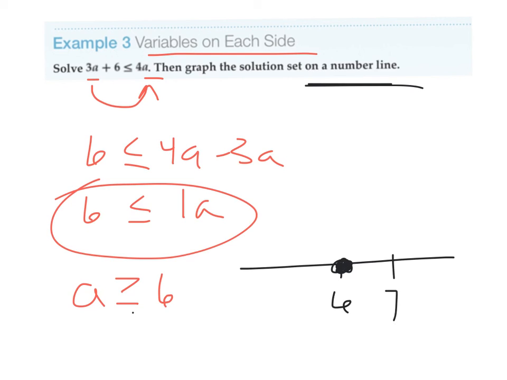Well, 7 is bigger than 6, so I'm going to draw or color in my arrow that goes towards the bigger numbers. Now, the problem with using this form is that you see the inequality looks like it goes left, and our natural instinct is to draw it going to the left. Well, that would be wrong, because if you look at our answer, it's actually to the right.